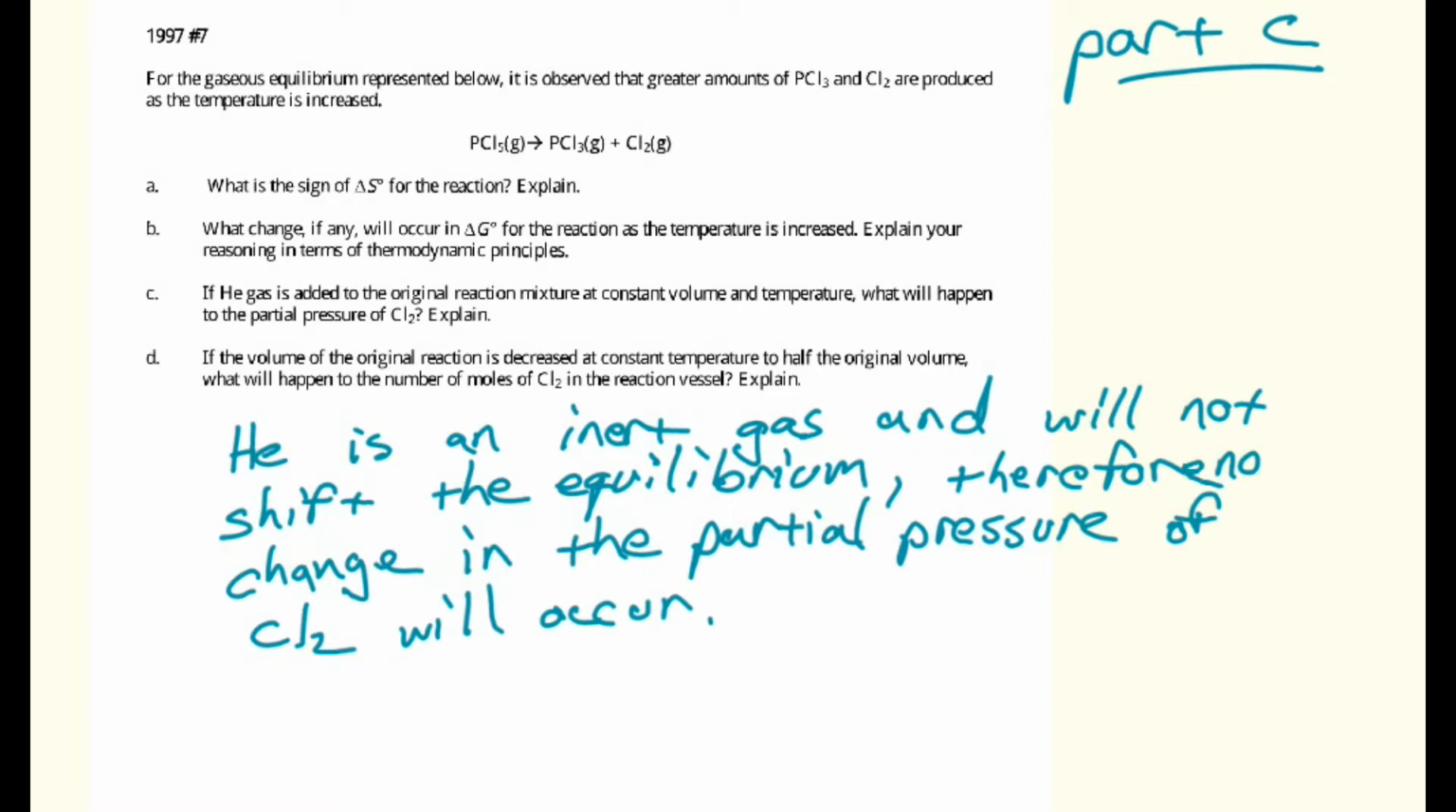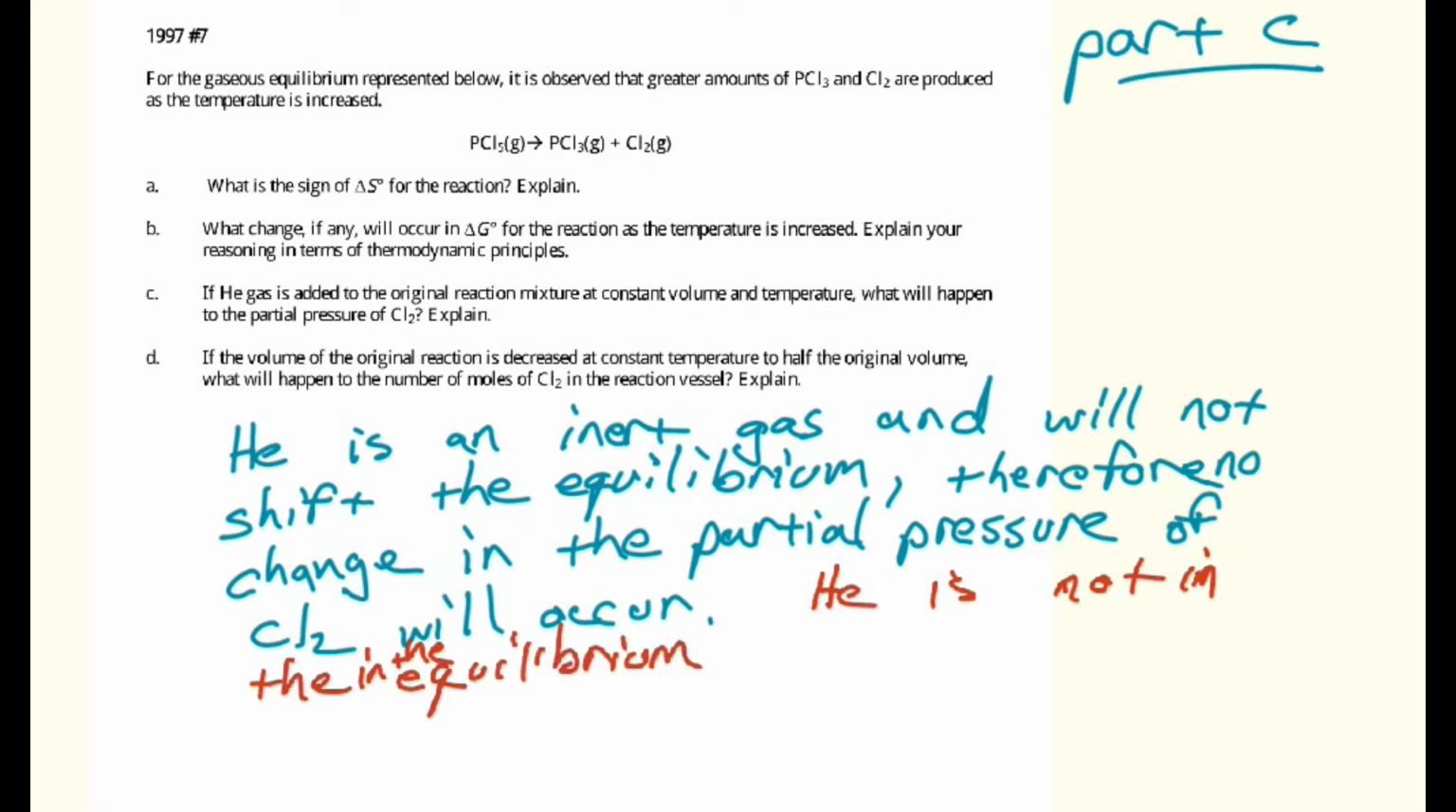One thing that they say in the key, and I kind of agree with, is you might want to explain why, and definitely the one they pointed out is probably a really good one, which is helium is not in the equilibrium expression, which kind of is the explanation of why it won't shift the equilibrium. I think you would have gotten credit for it without this, but it's definitely a good add-on.